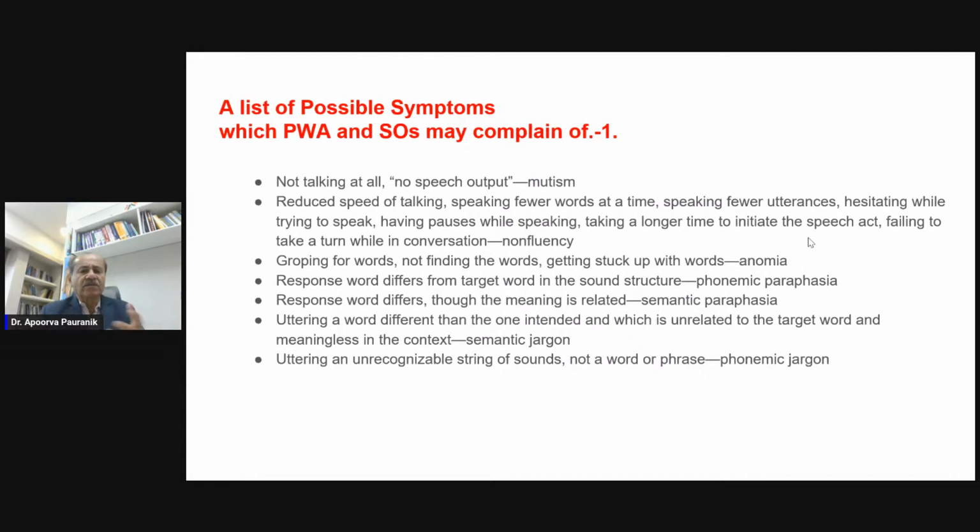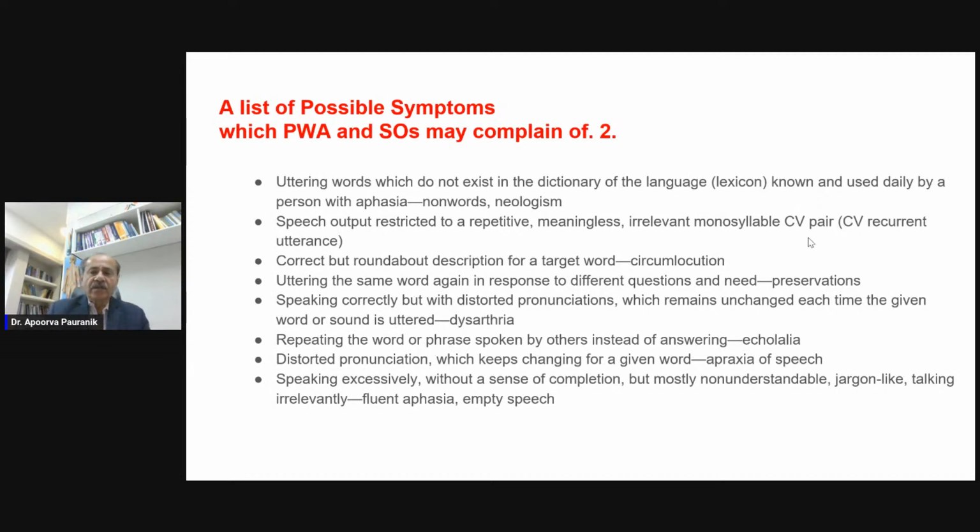The list of possible symptoms which can occur in a person with speech and language disorder or aphasia could be many. There may be total loss of speech, that is mutism. There can be reduced speed of talking or speaking fewer words, or word finding difficulty, or using a wrong word, which is called paraphasia, or sometimes using language which is totally unintelligible, which is called jargon. There are many symptoms in a person with aphasia. Sometimes they use a word which does not exist in the dictionary of the language known to that person. We call them non-words or neologisms.